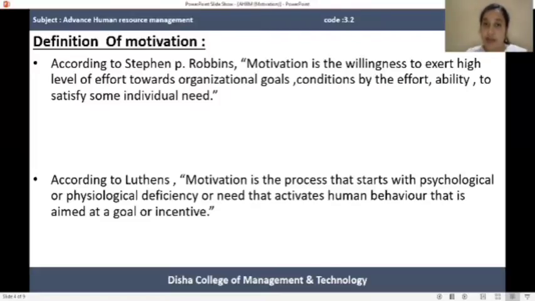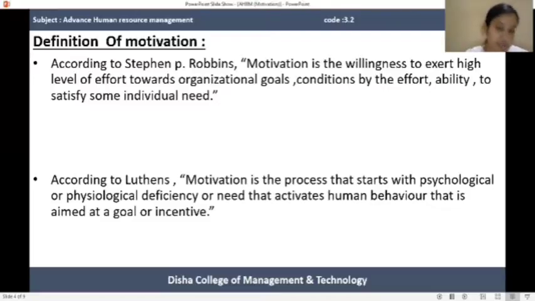According to P. Robbins, motivation is a willingness to exert a high level of effort towards organizational goals, conditioned by the effort's ability to satisfy some individual needs. Means he said that if the organization wants to motivate its human resource, first it has to identify what the person's requirement is, what the person wants, what needs the person has. After identifying such needs, if the organization shows some paths or directions to fulfill these needs, then only the person can be interested to exert a high level of effort.